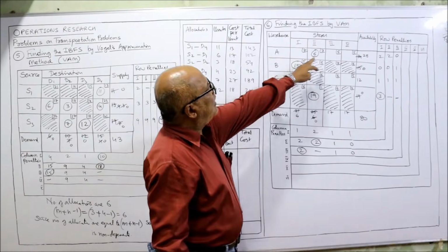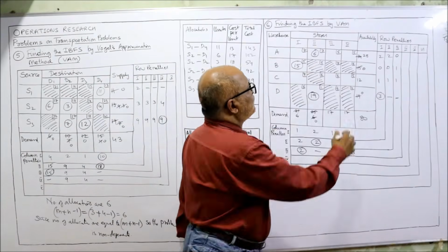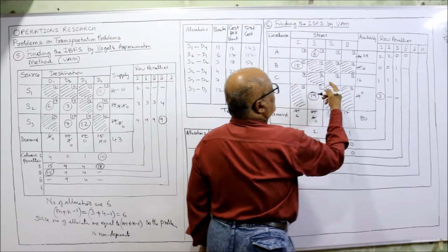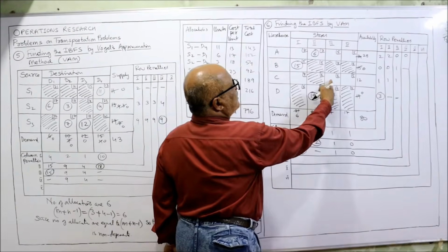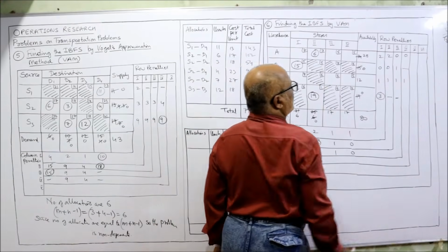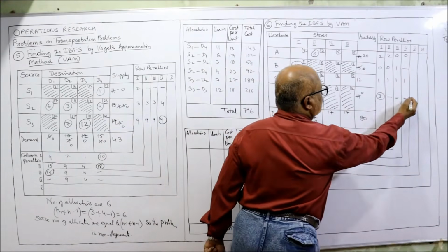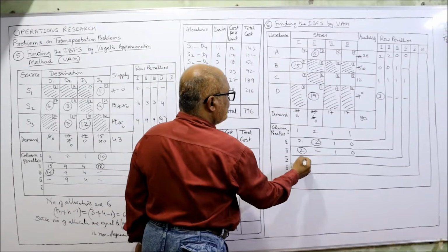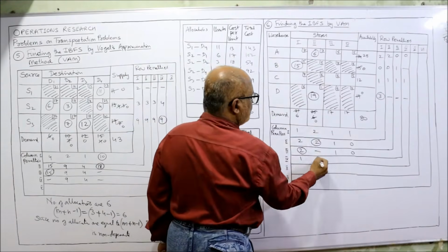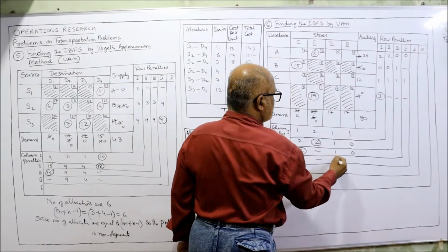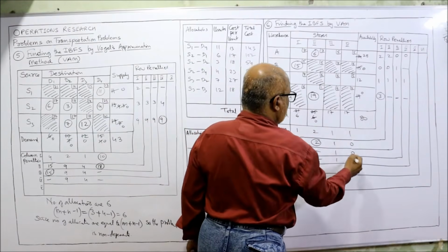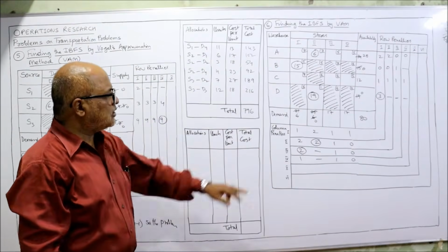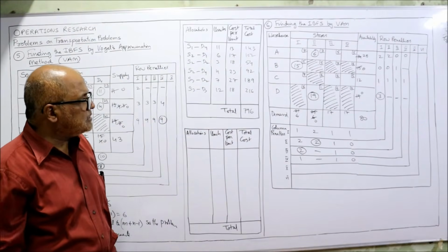Fourth penalty, minimum is 5, next minimum 5. 5 minus 5, 0 penalty. Here it is blocked, dash. Here minimum is 5, next minimum 6. So 1 is the difference. This is blocked. Now come to columns. 8 minus 7 is 1. Here it is blocked. Then here 5 to 6, 1. Here 5 minus 5, 0. Now in this fourth penalty, 1 is the maximum.